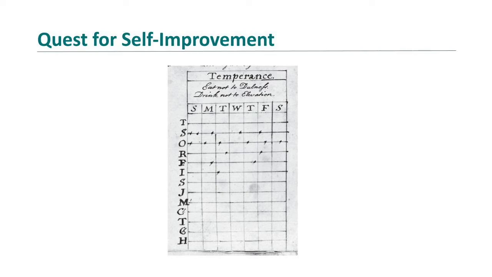Benjamin Franklin's quest for self-improvement, or as he put it in his autobiography, moral perfection, is illustrated in this temperance diagram, which charts his behavior each day of the week with regard to 13 virtues. They are listed on the left by their first letters: temperance, silence, order, resolution, frugality, industry, sincerity, justice, moderation, cleanliness, tranquility, chastity, and humility. Franklin did not always adhere to these virtues.